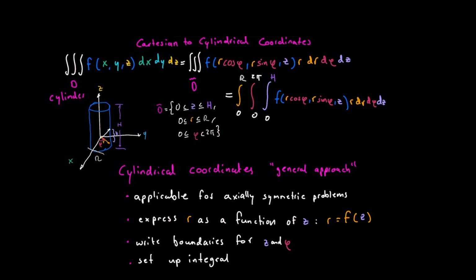Here's the 4-step approach we'll use. Step 1. Check for axial symmetry. Step 2. Express the radius as a function of z, written as r equals f of z. Step 3. Write the boundaries for height z and angle phi. Step 4. Set up the integral.